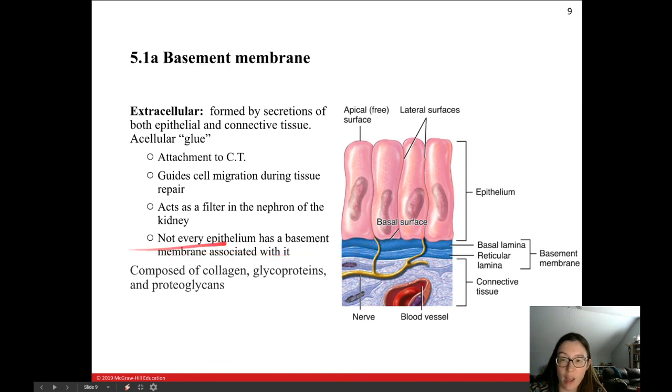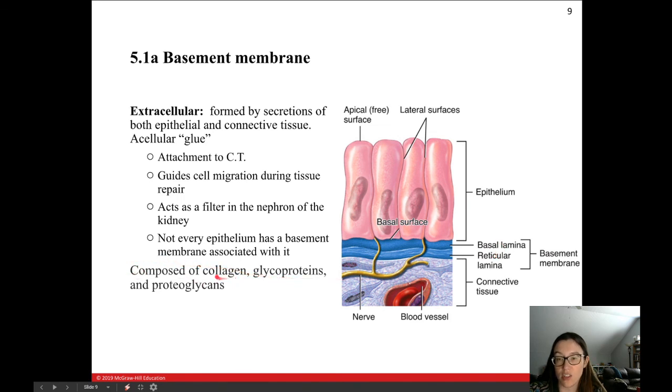So not every epithelium has a basement membrane associated with it, but most of them do. I'm not going to be asking you about the different layers of the basement membrane, but know that there are some different layers, the basal lamina and the reticular lamina.